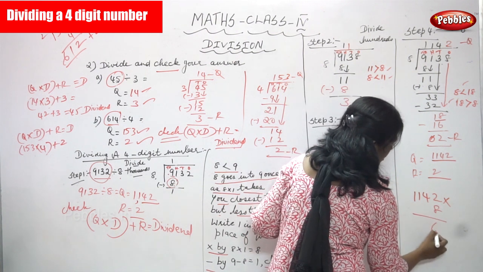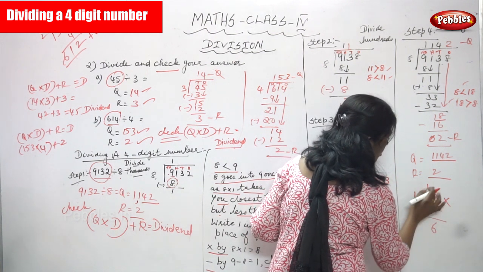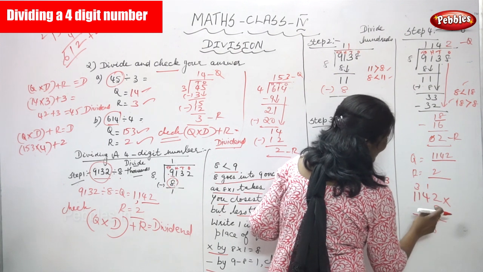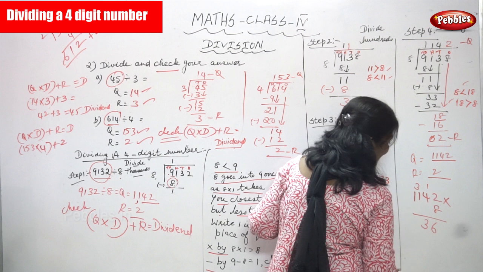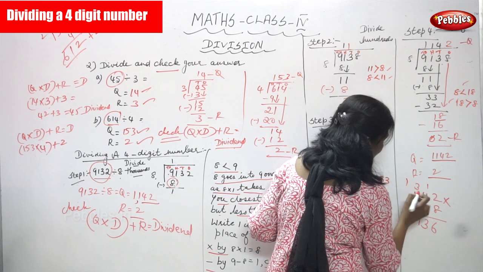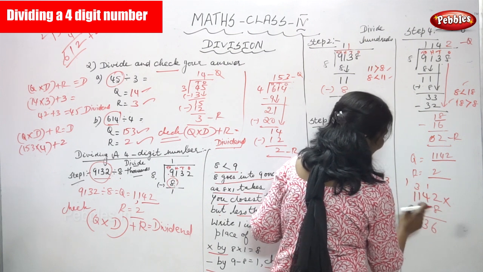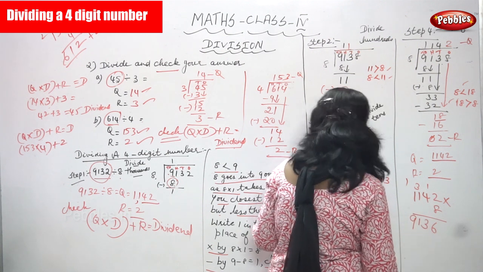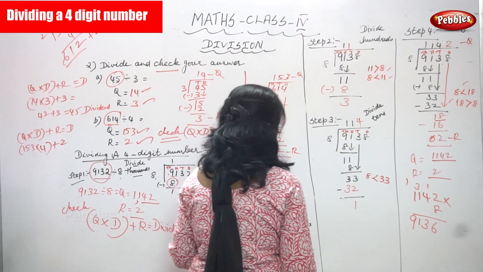Multiply 8 6s are 16, carry 1. 8 4s are 32, 32 plus 1, 33. The carry over goes to the 100 place. 8 1s are 8, 8 plus 3, 11. Carry over goes to the top, it goes to the 1000 place. 1 8 is 8, 8 plus 1, 9136. The remainder is 2.